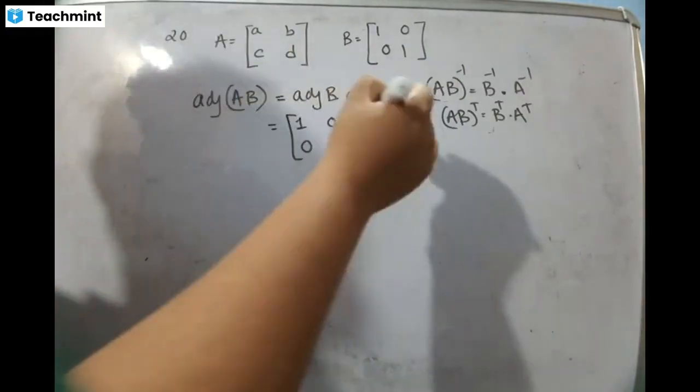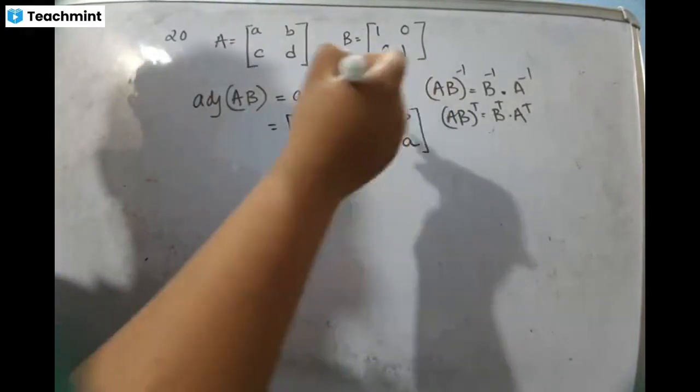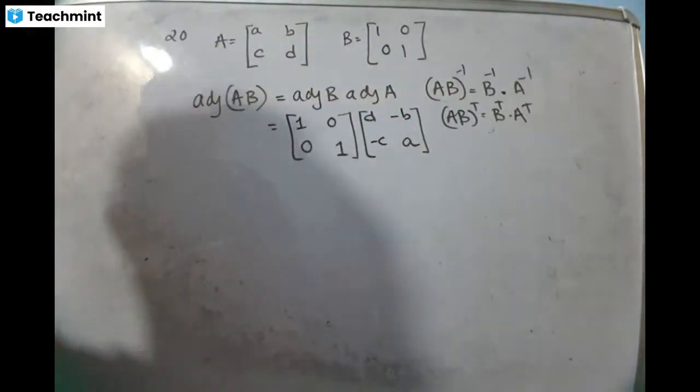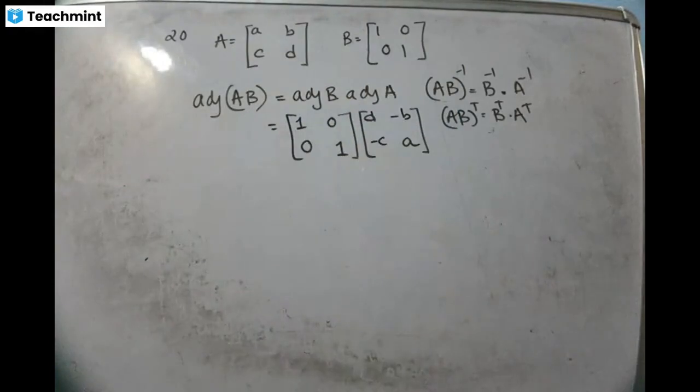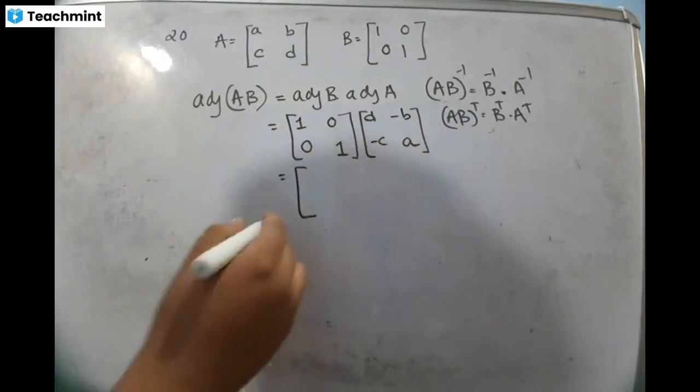Second diagonal, the sign is going to change. Positive B will become negative B and positive C will be negative C. So for those who don't know, this is how you find out the adjoint of a 2 cross 2. Now to multiply, I hope you have not forgotten how to multiply.